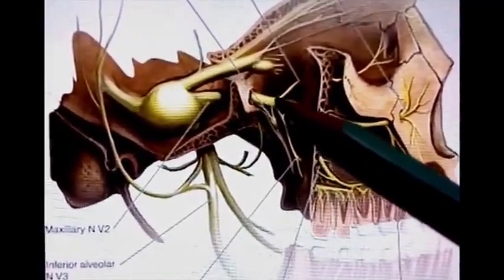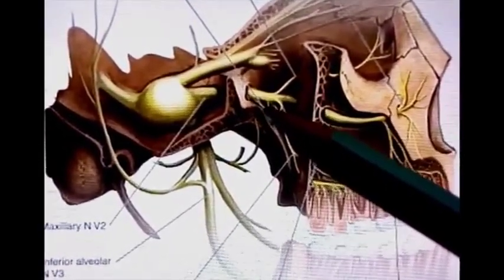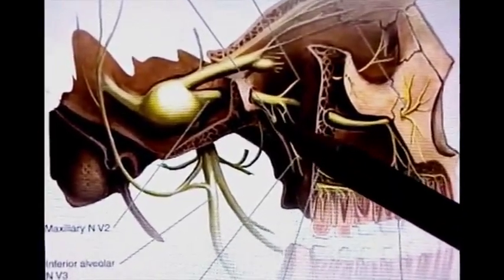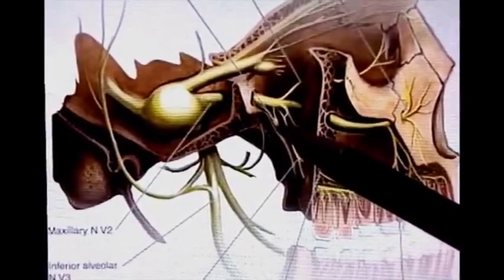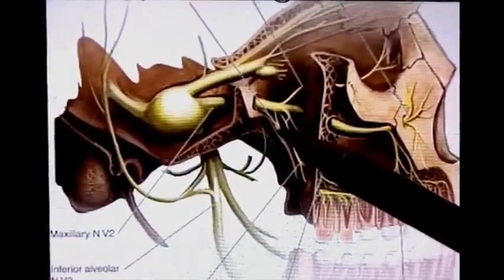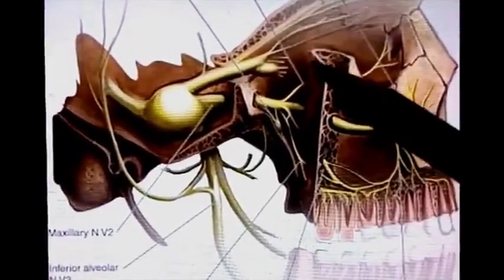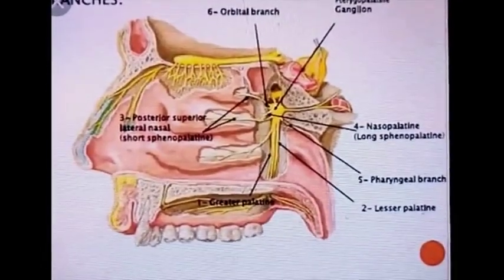And apart from it, the third content of this fossa is the pterygopalatine ganglion, which is visible here in the form of a small oval body. And this ganglion gives various branches within this fossa which supply nearby areas. Next comes the pterygopalatine ganglion.